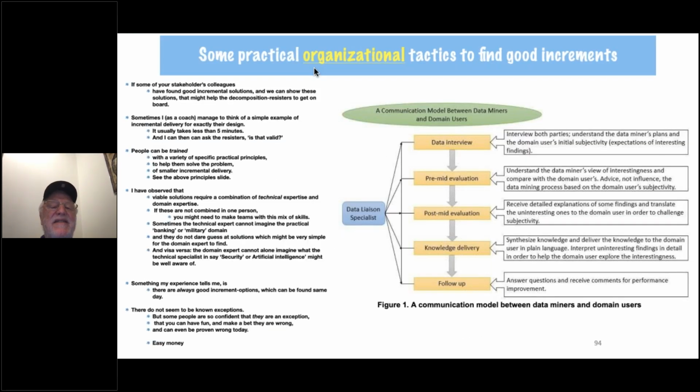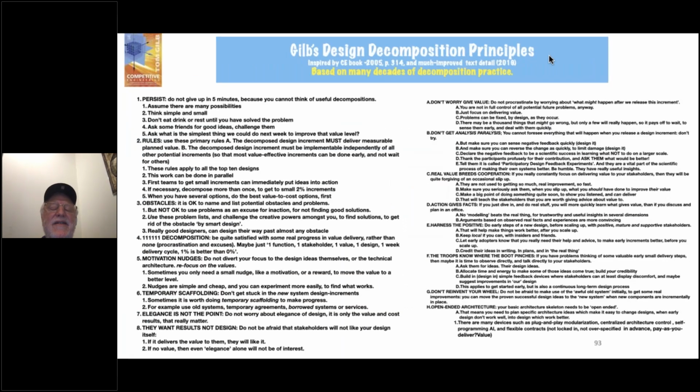Some practical organizational tactics to find good increments. Let me summarize this, looking at my watch. You can train people and give them knowledge of how to decompose and find good increments. Here's the content of the training course.